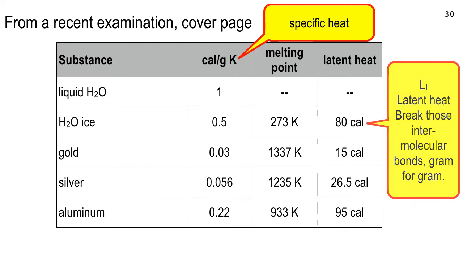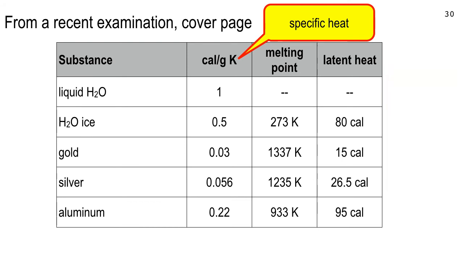All right. So let me ask you this. On this table, which substance, and I don't have a clicker question, but raise your hand if you can savvy the answer. Which substance, H2O ice, gold, silver, aluminum, is the toughest to break apart from solid into liquid? Which one is the toughest?